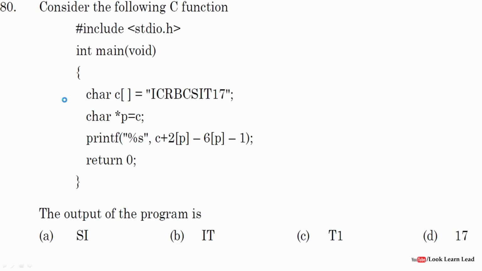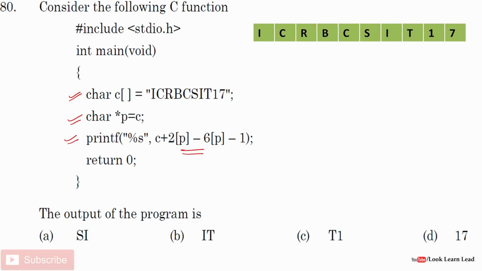Next question. Consider the following C function. We have a C function over here. In this we have an array of characters and a pointer to a character, and we are printing something. So we have to tell what the output is. Let us take it like this. If we have this array C, and I only write C, C would point to this. Also P is the pointer to this array, so P would also be pointing to here only.